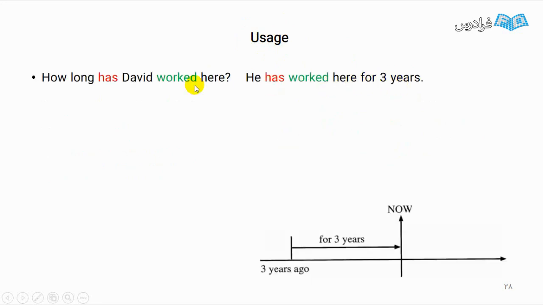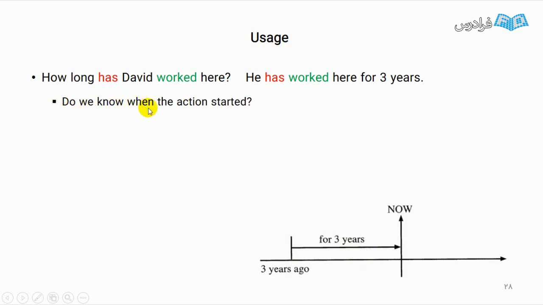Now, I want to introduce another usage for present perfect. It is not just an experience. Look at this: how long something has happened. He has worked here for 3 years. It means that something started in the past, 3 years ago, but it didn't finish there. It continued until now, and it has continued for 3 years.